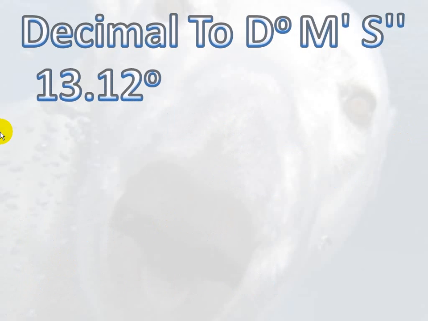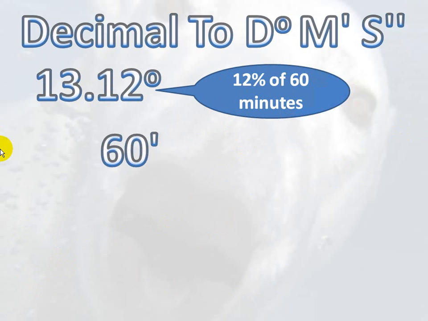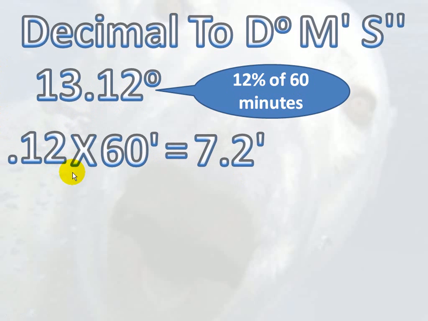Now let's look at another example. Let's suppose we have 13.12 degrees. Now realize what this says. This says that we have 13 whole degrees, but 0.12 of 60 minutes. Well, how do we get 0.12 of 60? Well, just multiply by 0.12, and this gives you the number of minutes.